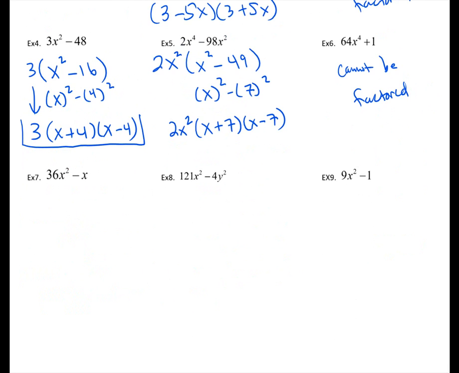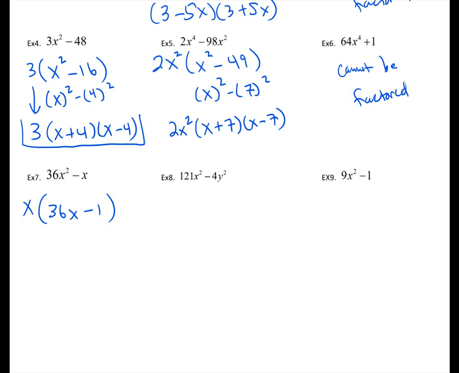Let me do the last 3. So look for a GCF. It looks like I can take out the x. So 36x minus 1. Now, can we factor this more? We cannot. Remember, I told you earlier, this is 36x. When you only have x, you're done factoring. You cannot factor any more.